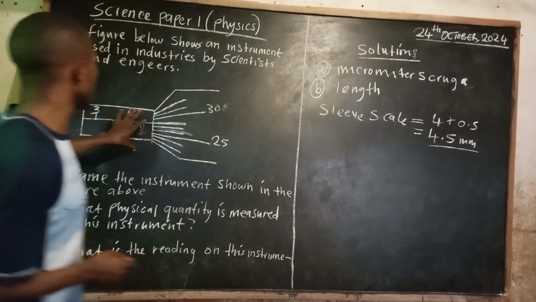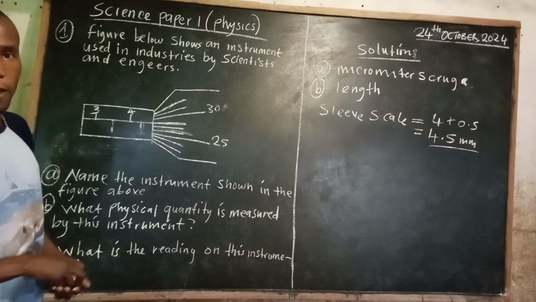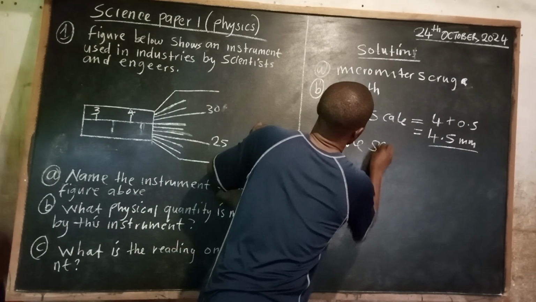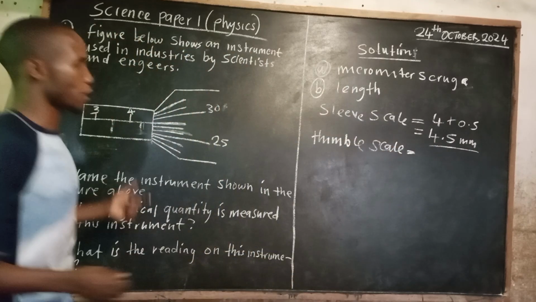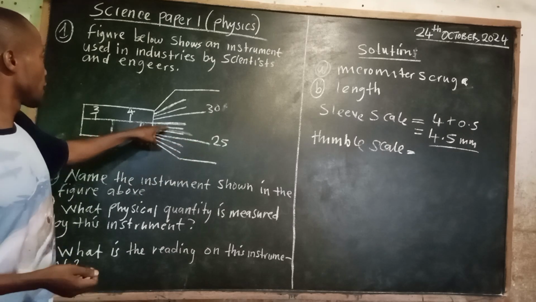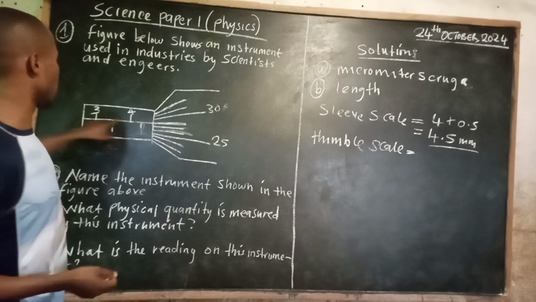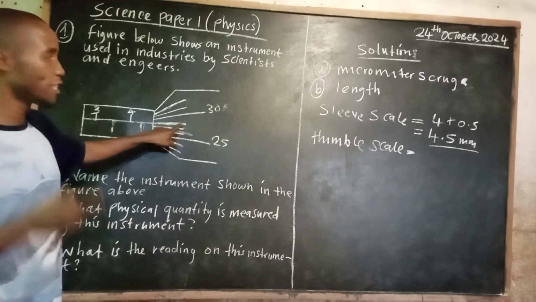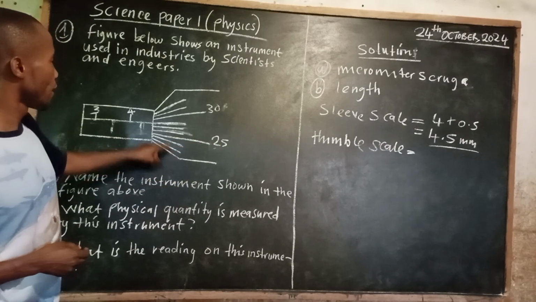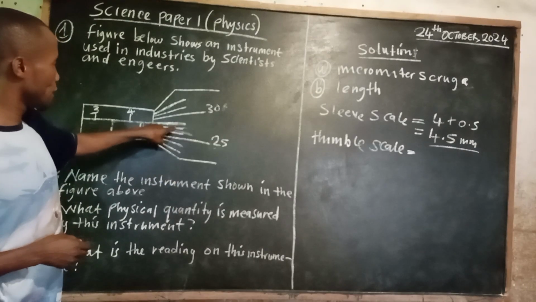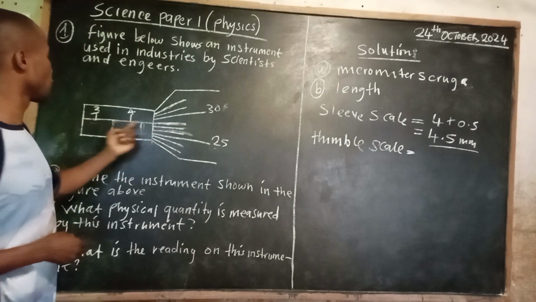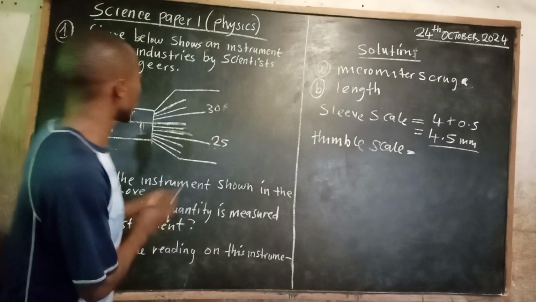Then from there, you go to the last part, which is the thimble scale. How do we read the thimble scale? You look at the figure that you have. We have this line which is intercepting, going straight. That is where your reading ends. You have 25 there, then 26, 27, 28. That is where you end. This is the demarcation, the line which goes straight. So this is 28.